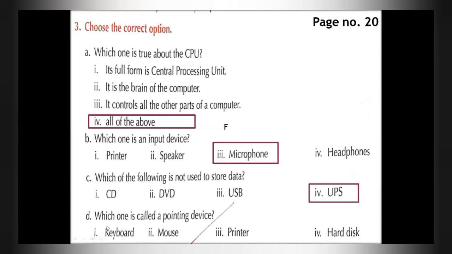Number D is, which one is called a pointing device? Number 1 is keyboard, mouse, printer, hard disk. In all of them, which one is called a pointing device? Give me answers on chat box. Yes, your answer is right. Mouse is a pointing device, so the correct answer is mouse.